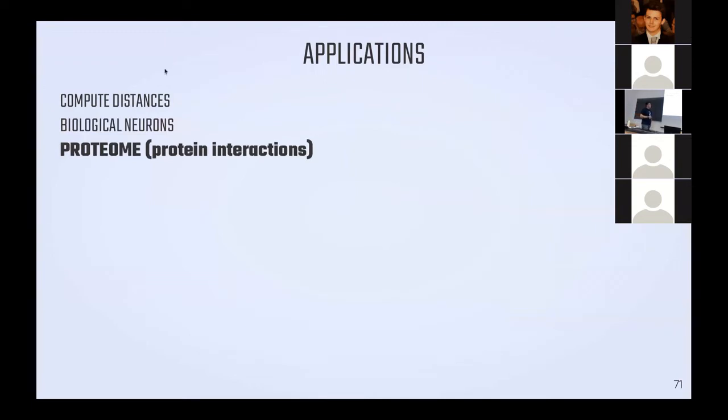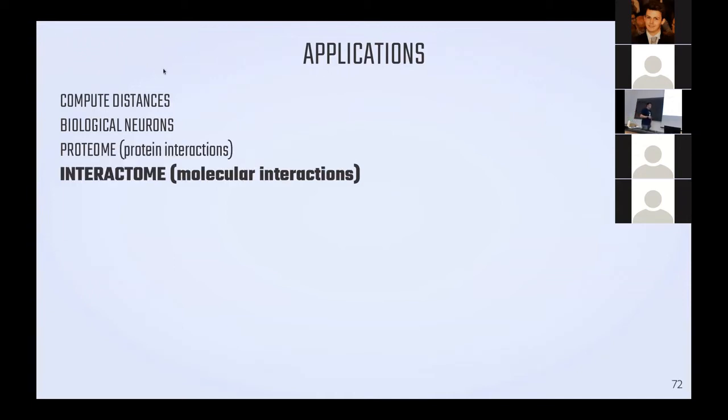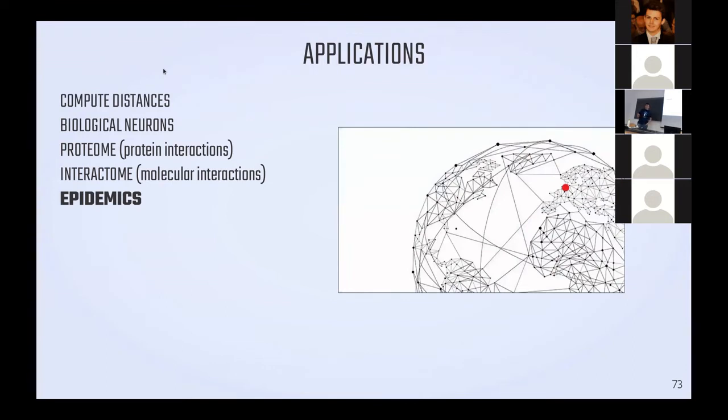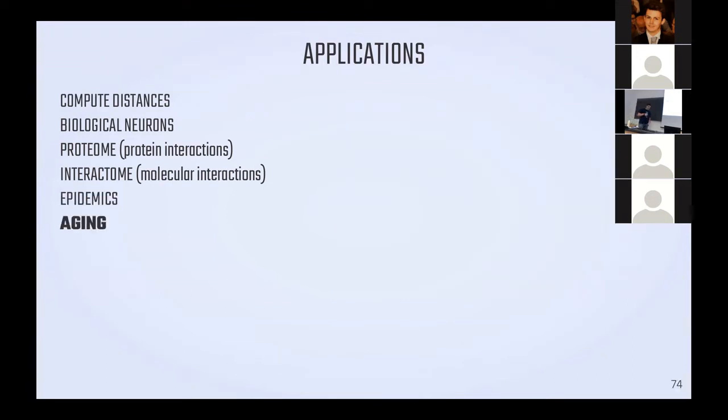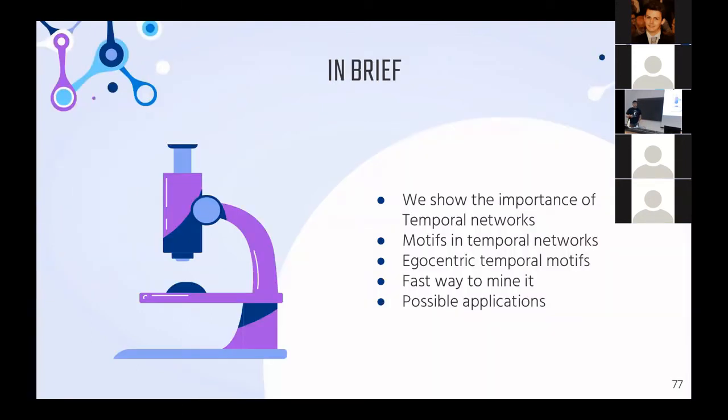Another idea could be to study the proteome, the interaction among proteins, and whether it is still temporal. We can study what happens if we introduce the time dimension. It's the same for the interactome, the molecular interaction. We can study epidemics. We can study aging, how genes become old and change over time. We can also study metabolic networks, and everything that can be seen as a temporal graph may be studied with this technique.